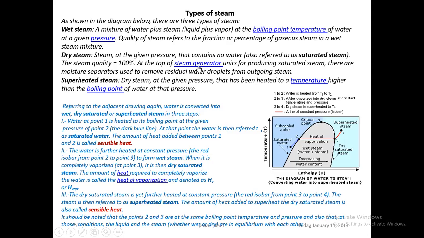At the top of a steam generator unit producing saturated steam, there are moisture separators. Moisture separators are those which can extract the moisture from the steam and make a dry steam. Dry steam at a given pressure that has been heated to a temperature higher than the boiling point of water at that pressure, so we have to use a superheated steam.